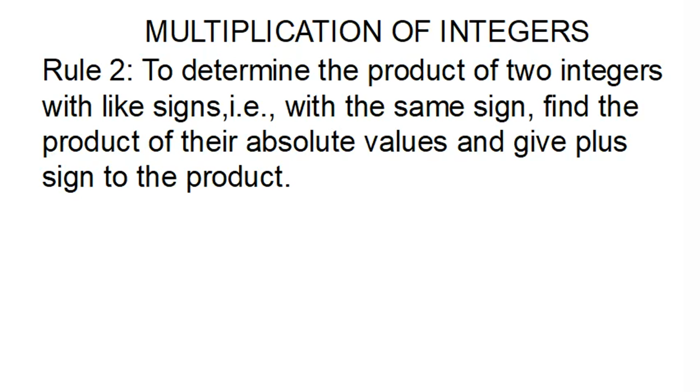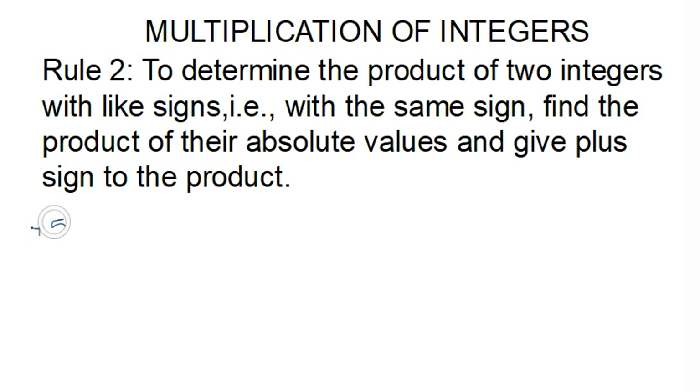So now we look at the second rule. To determine the product of 2 integers with like signs, that is with the same sign, find the product of their absolute values and give a plus sign to the product. So we'll see the example. This is for like terms, when you are supposed to multiply like terms.